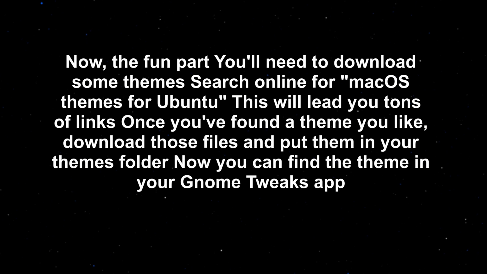Now, the fun part: you'll need to download some themes. Search online for macOS themes for Ubuntu. This will lead you to tons of links. Once you've found a theme you like, download those files and put them in your themes folder. Now you can find the theme in your Gnome Tweaks app.